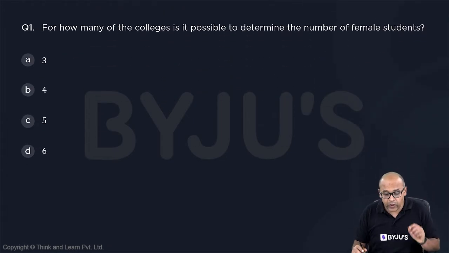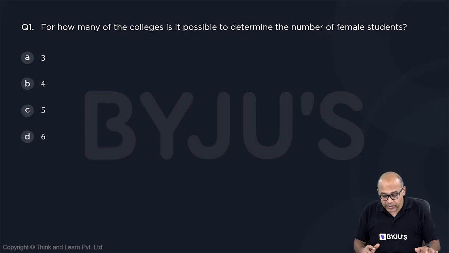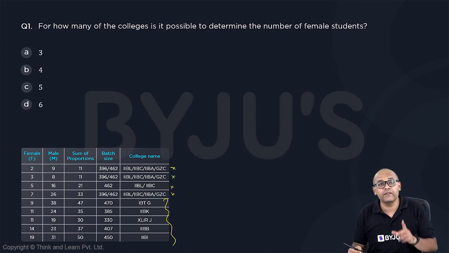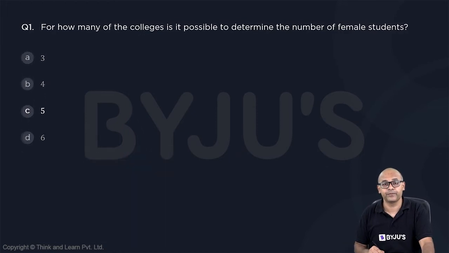Now the first question: for how many of the colleges is it possible to determine the number of female students? We can determine it confirmedly only if we have clarity on which college is mapped to which number. If you look at the table, these cannot be confirmed, but these 5 you can. So out of the 9, 5 you can confirm, 4 you cannot confirm. Therefore, the answer option is C.